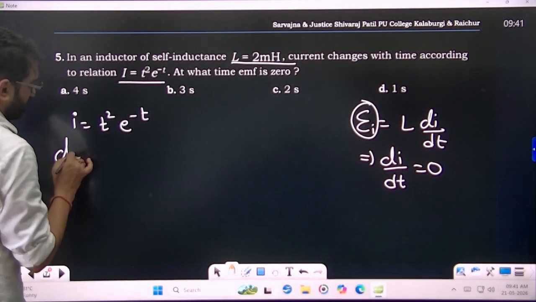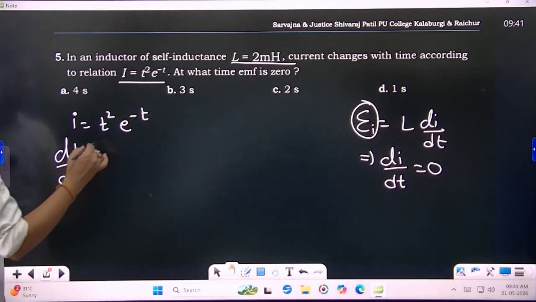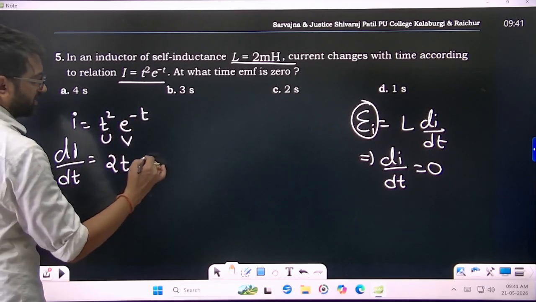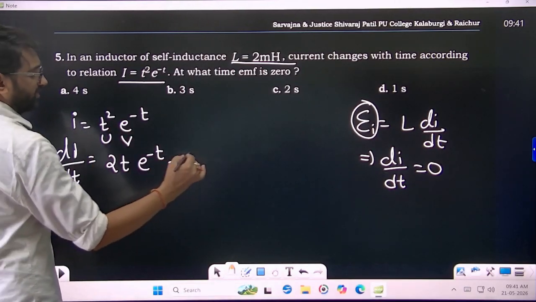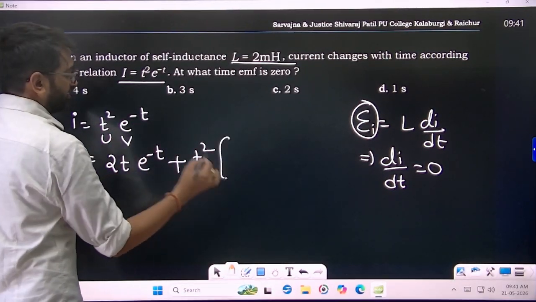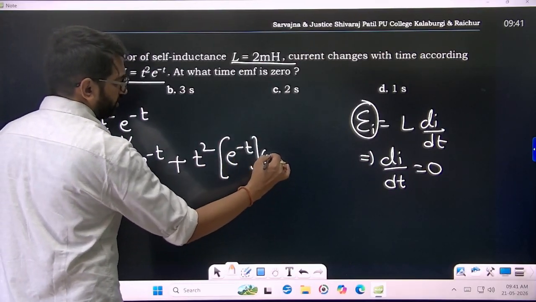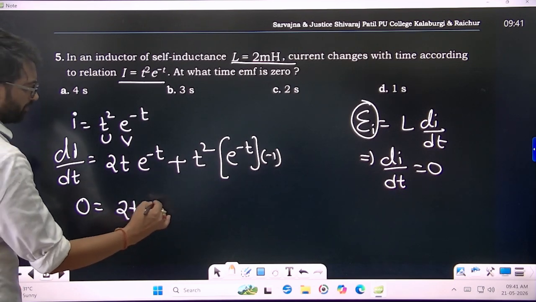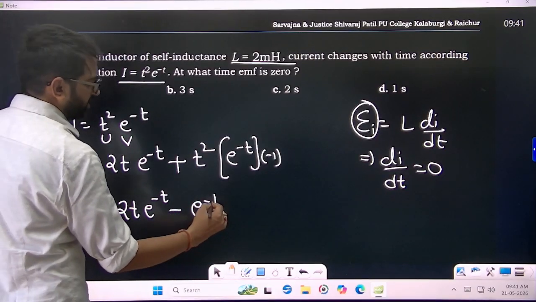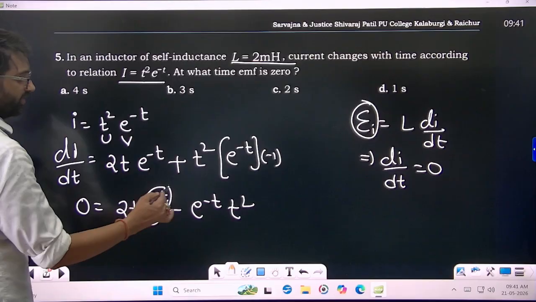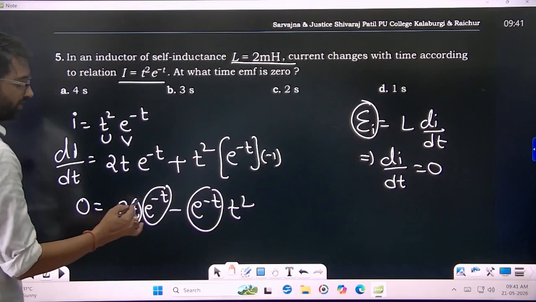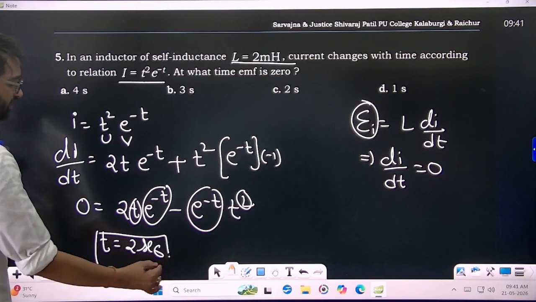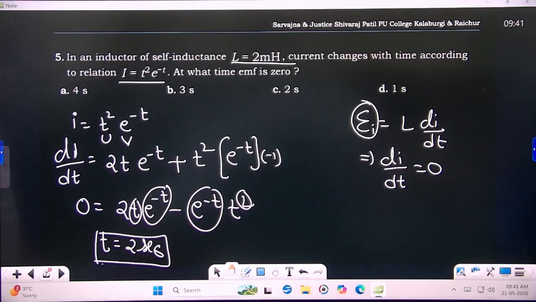So let us differentiate. di by dt, you apply the UV formula here for differentiation. T square differentiation is 2t into e power minus t as it is, plus t square as it is, and by chain rule, the differentiation of e power minus t is e power minus t into minus 1. Now this has to be equated to 0. So 0 is equals to 2t e power minus t minus e power minus t t square. From here this and this are sent to this side, one t is also gone. So we get t is equals to 2 seconds.